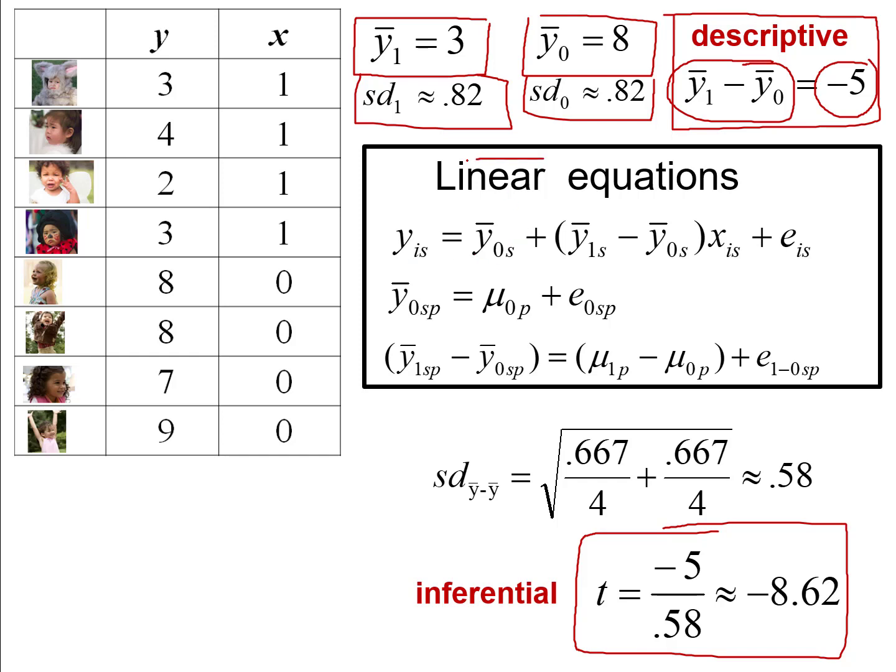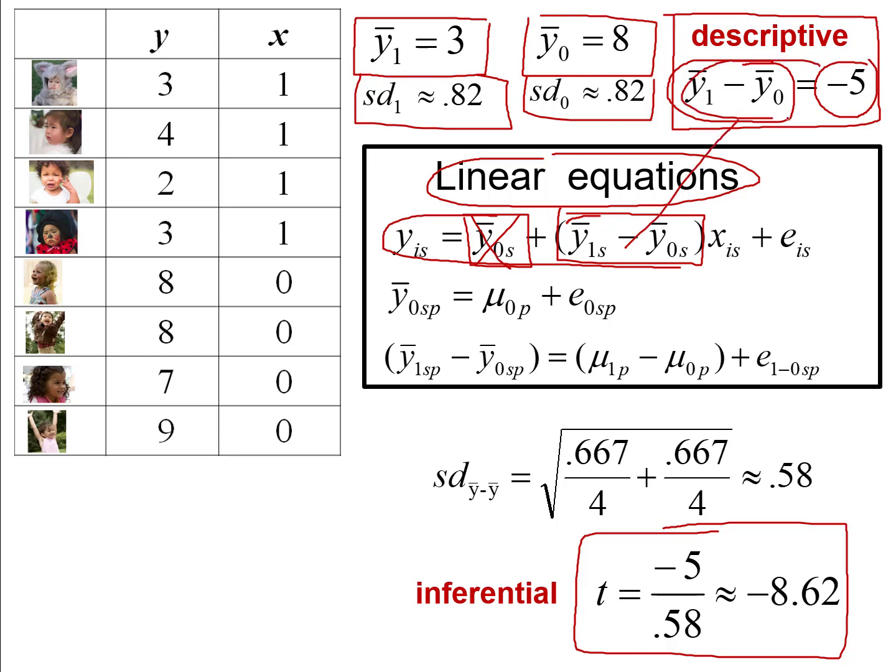And then we have our linear equations that we're using to address the important questions at hand. The top linear equation is the equation for variance in a sample, and this has 2 parameter estimates. One parameter estimate is the mean for the control group, but we don't care about that parameter estimate too much. It doesn't really answer an important question. We need it for the equation, but it doesn't answer a key question. The parameter estimate we really care about is the difference between the 2 means, y bar 1 minus y bar 0. And again, that's our descriptive statistic. That's the one we really care about.